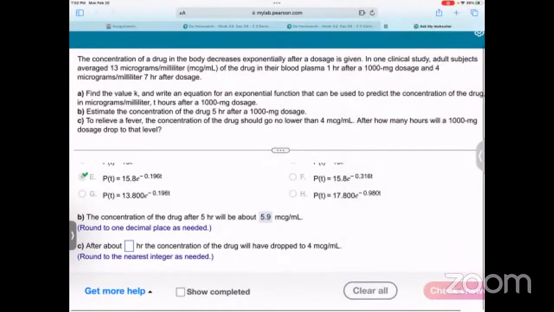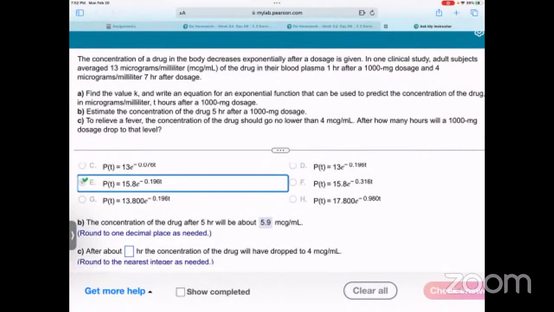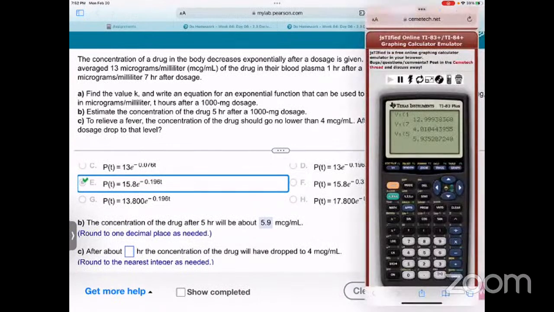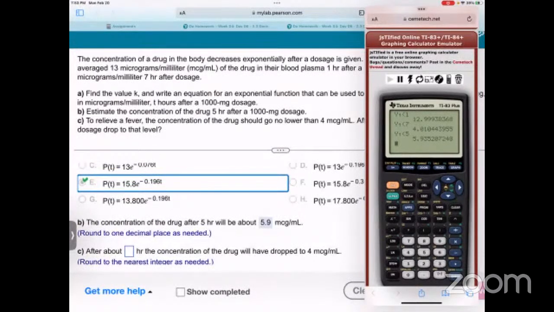So how do you get 5.9? I let T be 5. I plugged 5 into the formula, the model that we just created. When you plug it in, the output is 5.9, 9.3, all that other stuff, but it says round to 1 decimal place. So then with part C, they want us to set it equal to 4 and solve. Yeah, I plugged in 5 for part B, the model that we created. After how many hours would the concentration of the drug be 4? So they're basically asking us to set it equal to 4 and solve.